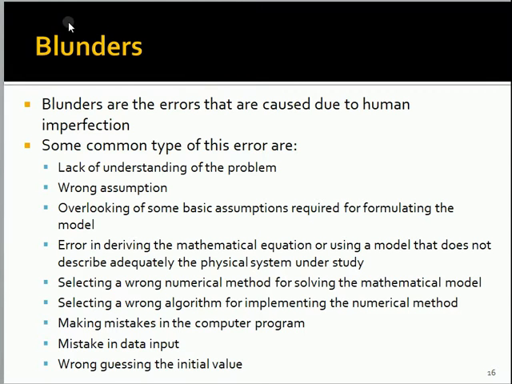Blunders. And look at these varieties of human errors that we can make. Lack of understanding the problem. No matter how many times you explain to this guy, it's like, I don't understand. Wrong assumption. 2 plus 2, 22. Those guys. Overlooking of some basic assumptions required for formulating. So this guy is such a genius. He knows everything. Okay, if light travels and this happens, this happens, this happens, everything is fine.